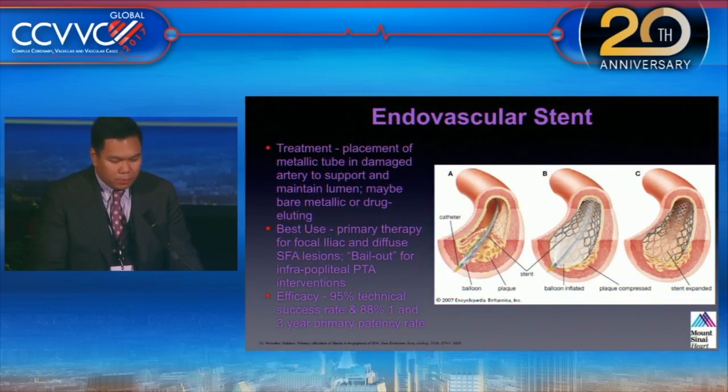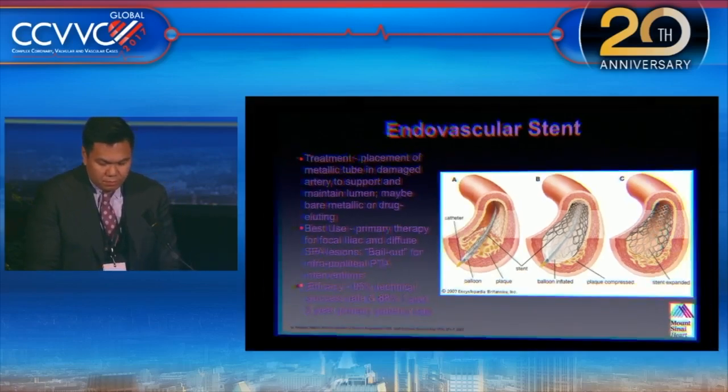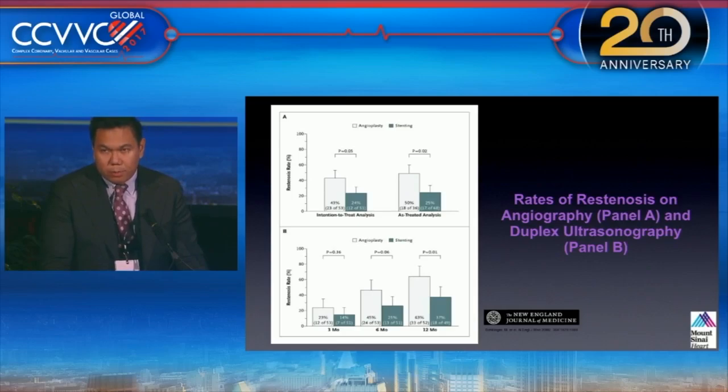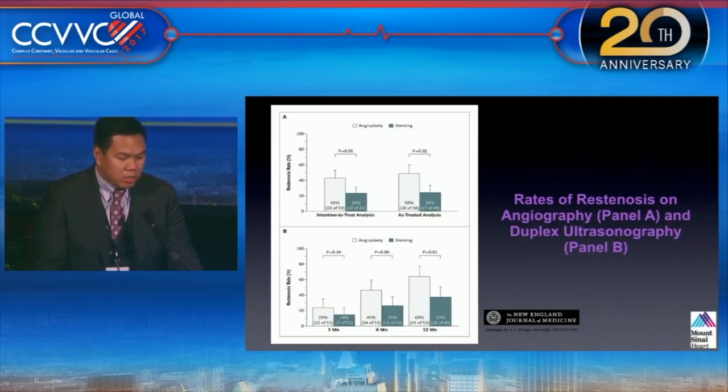Stenting became an advancement to PTA, which was found generally easy to do with a 95% success rate, and had improved restenosis rates over PTA alone. These are some graphs from the New England Journal of Medicine, which illustrate the reduction of restenosis rates when comparing PTA alone to stenting, which is in the green. You can see on the graph on the bottom that the restenosis rate on arterial duplex was lower than angioplasty alone at 3 months, 6 months, and 12 months.